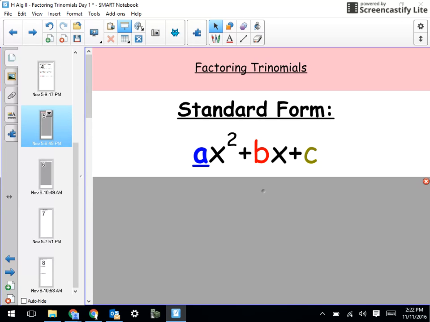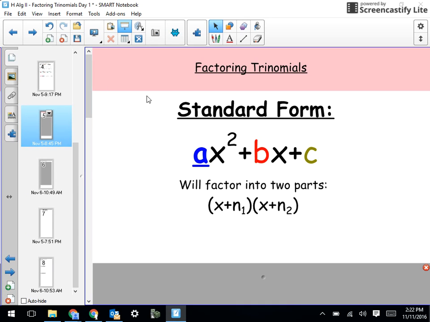First thing we're going to talk about is a reminder of what standard form is. Standard form is ax squared plus bx plus c. Okay, that A value is very important. The B value is very important. The C value is very important. Those are A, B, and C. We're going to talk about each one of those when we factor.